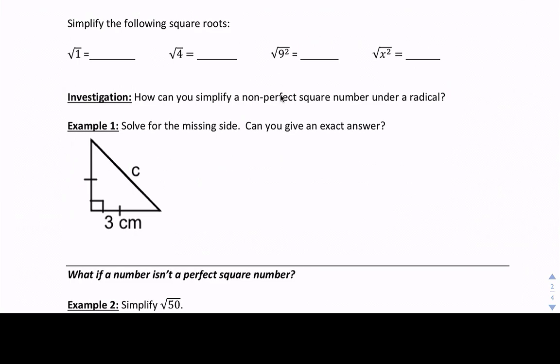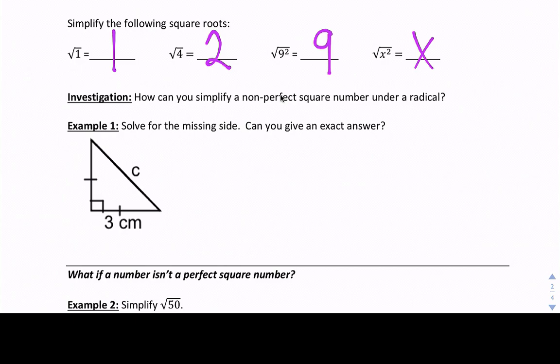Simplify the following square roots. What number times what number is 1? That's 1. The square root of 4 is 2, because 2 times 2 is 4. The square root of 81 is 9. The square root of x squared is x.